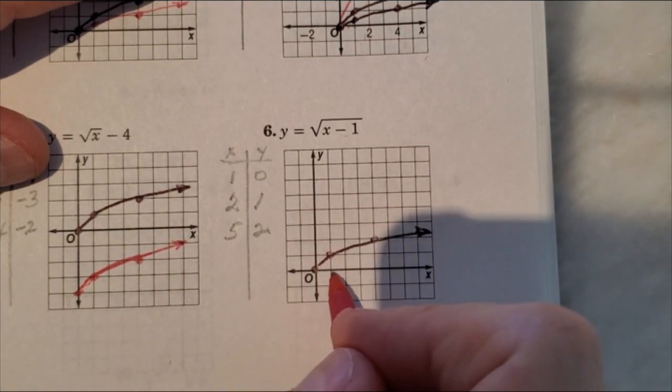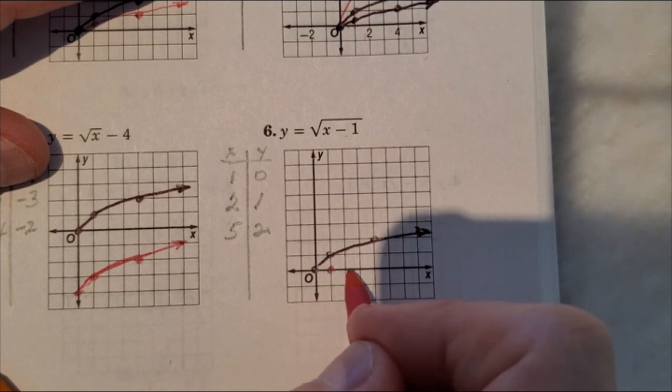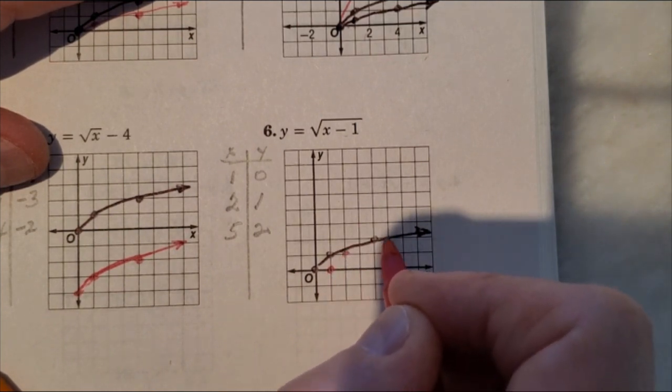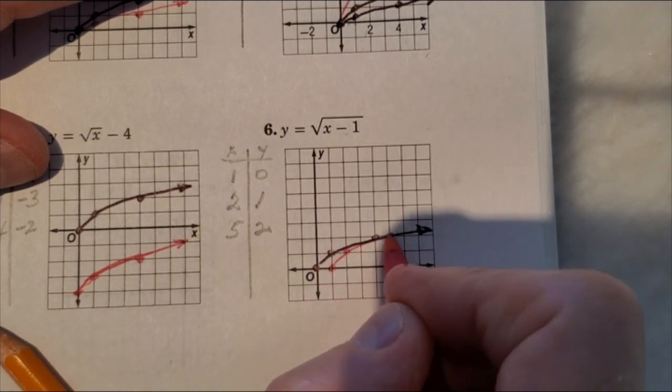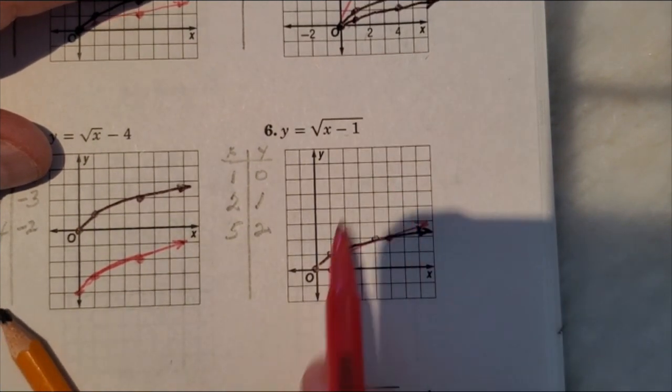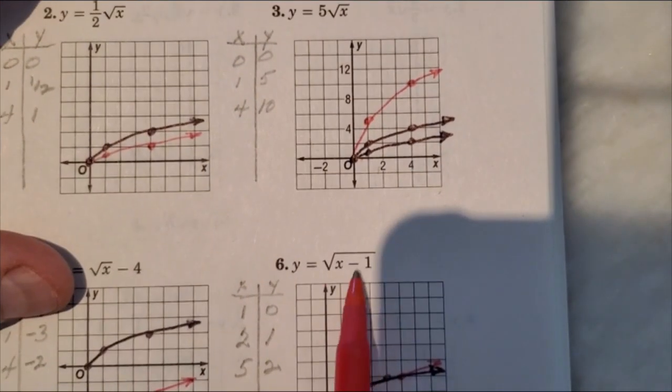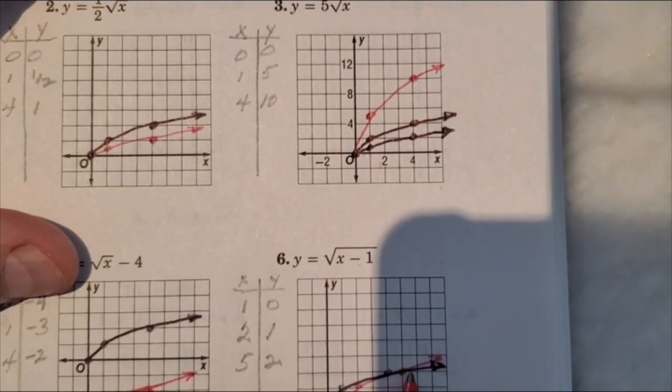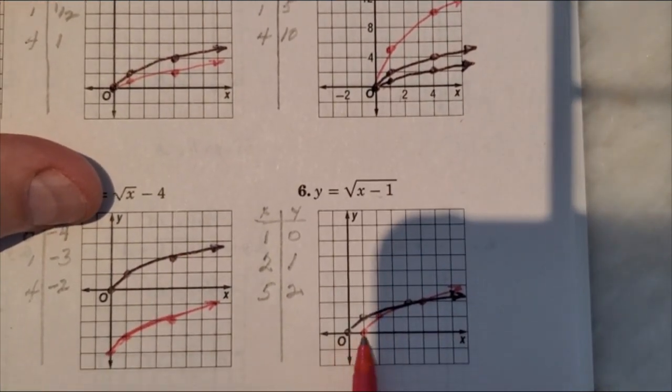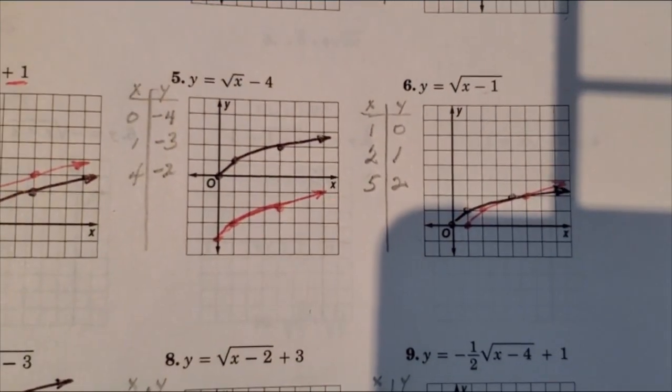So 1, 0 is right here. 2, 1 is right here. And then 5, 2 is right here. So basically it just moves the function 1 unit to the right because you're adding 1 underneath the square root. It's a positive 1, so it just moves it to the right, that first point. Okay, same thing down here.